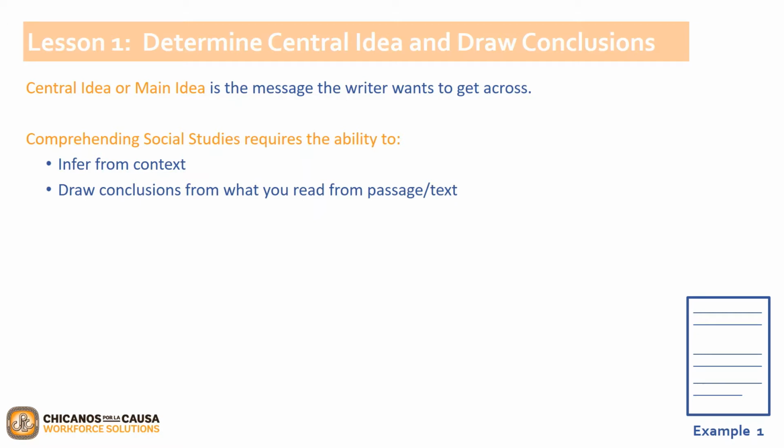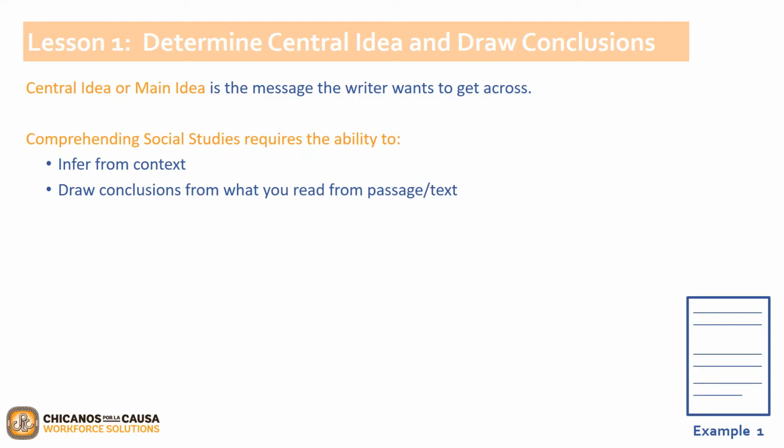Comprehending social studies material requires understanding the central idea, or central point, and its supporting details. The central idea of a passage or graphic is its main point. This is the message that the writer wants to get across to the reader. Comprehending social studies requires the ability to infer from the text and to draw conclusions from the text read. What does this mean? This means that the central idea is not stated directly in the passage, but it can be concluded based on the text read, based on the evidence and/or details that are being used to support it. Now let's look at our first written example found on page 420.